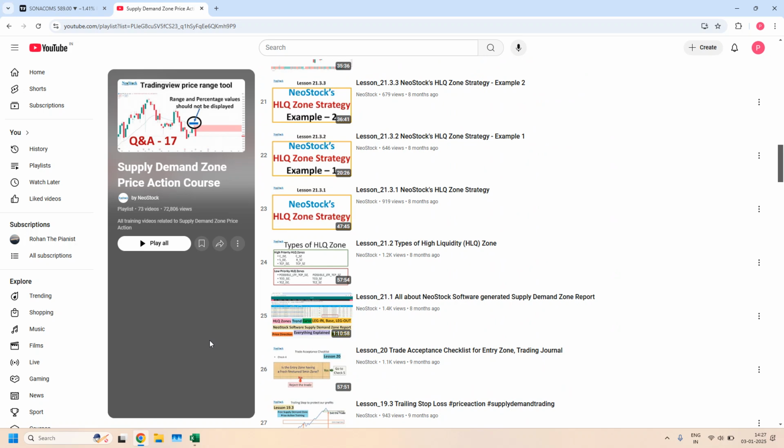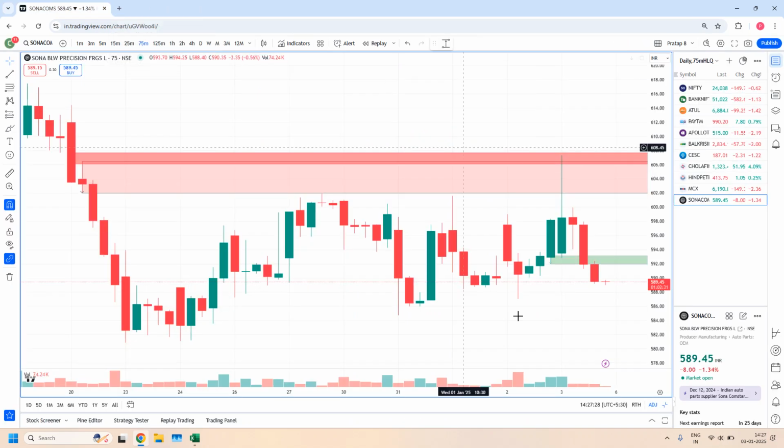Now let's get into the evaluation of the high liquidity zones. Let us evaluate. In yesterday's end of the day report, we identified 9 high liquidity zones from daily and 75 minutes time frames.